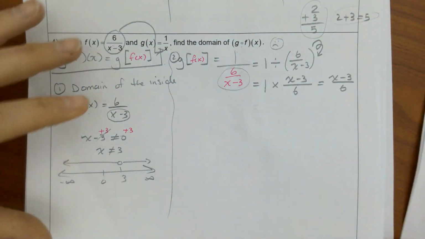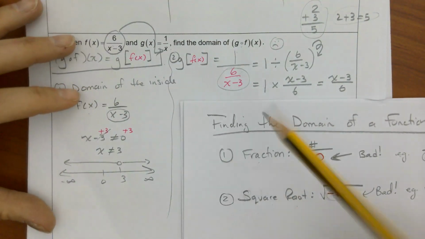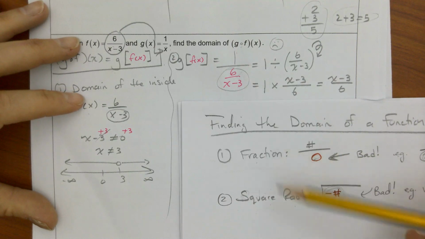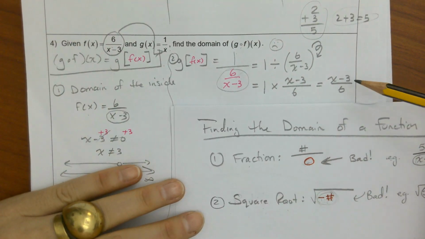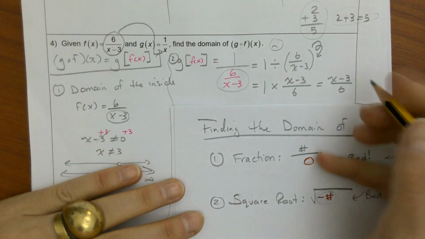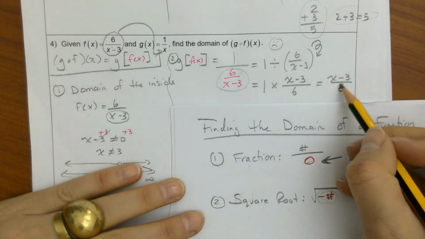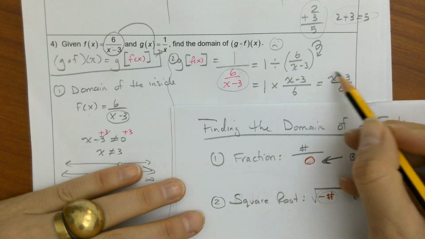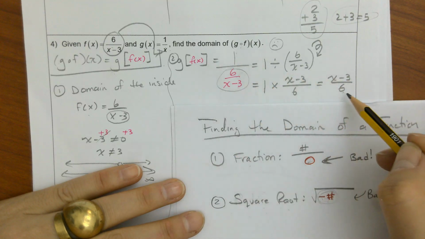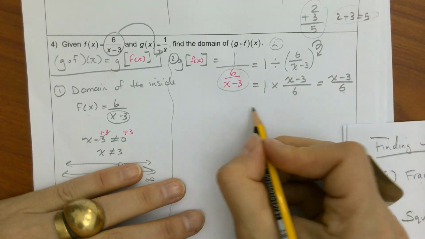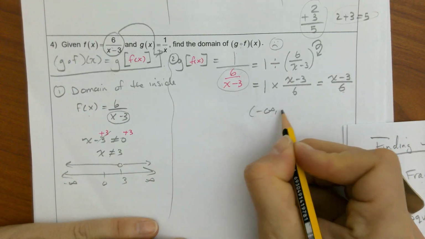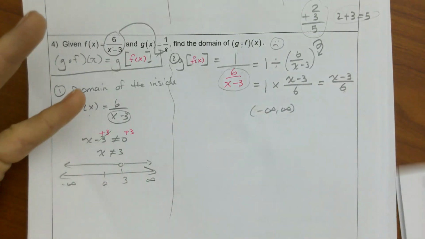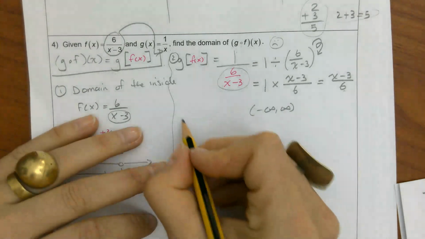Okay, so now I'm going to look here and say I have 2 problem areas, a fraction and square root. I have a fraction, and it says I can't have 0 on the bottom. Well, that's okay. I'm never going to have 0 on the bottom. I have 6 on the bottom. So are there any restrictions for this? Nope. So my domain is going to be -infinity to infinity because there's no restrictions. Okay, so I found my domain.